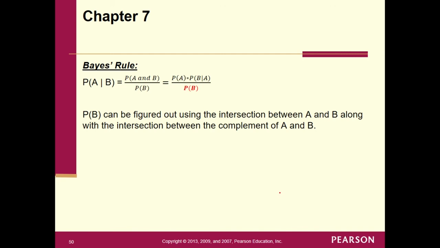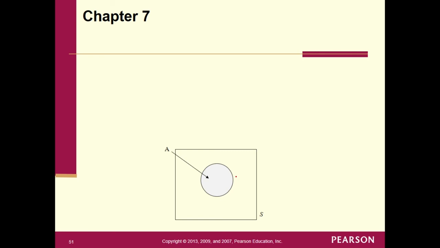Here's the thing, you can extend Bayes' rule, or Bayes' theorem, even further. And that's by examining the probability of B, the denominator. The probability of B can be figured out using the intersection between A and B, along with the intersection between the complement of A and B. So if there's just two events that could possibly occur, believe it or not, you can figure out the probability of B indirectly by using what happens with the intersection with A and its complement. And I'll show you. Best way to do this is with a Venn diagram.